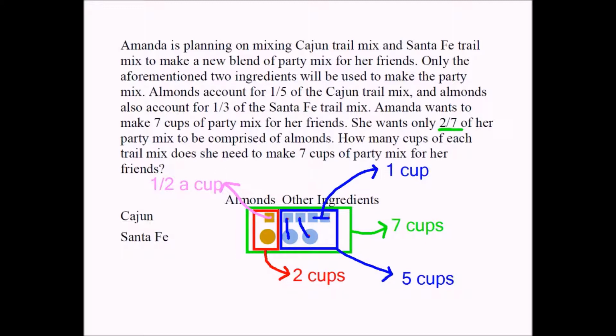Okay, if this is half a cup and the whole thing here is 2 cups, this has to be 1.5 cups. 1.5 cups. And we're almost done. Okay, so if this is 1.5 cups, this has to be 1.5 cups, this has to be 1.5 cups. So she will need 1.5 times 3, or 4.5 cups of Santa Fe trail mix. 4.5.